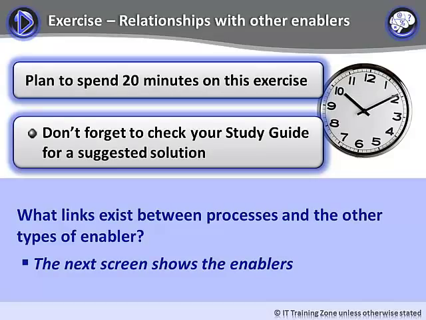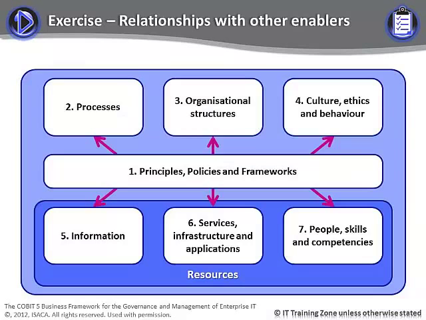The last topic in this lesson is the relationship of the process enabler with other enablers. Let's take this as an exercise. Aim to spend 20 minutes on this exercise and don't forget to check out your study guide for our ideas. What links exist between processes and the other types of enabler?